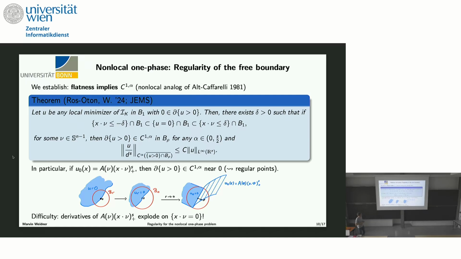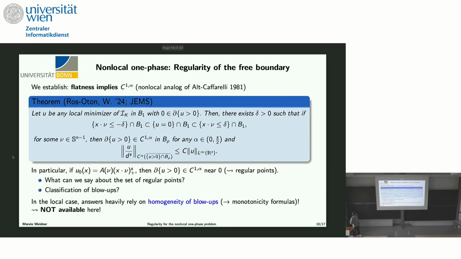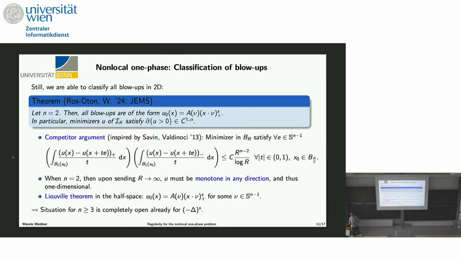So I will make some statements about the proof later. For now, I want to continue on the question, now that we have this flatness implies C1 alpha result, what can we actually say about classification of blowups? Because now you're asking, of course, how big is this set of regular points? And it turns out that in 2 dimensions, we can classify all the blowups.